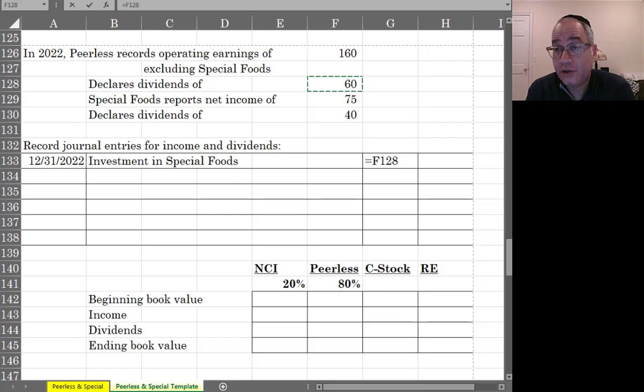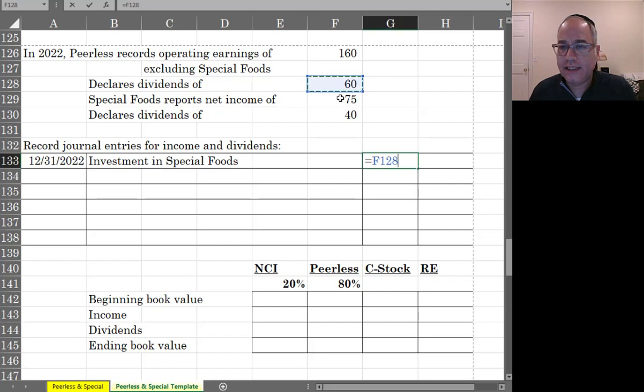So now we're in year two of this consolidation. Peerless acquired Special a year ago, and they went through a full year of operations, and now they've gone through their second year of operations. And Special is reporting net income of 75.